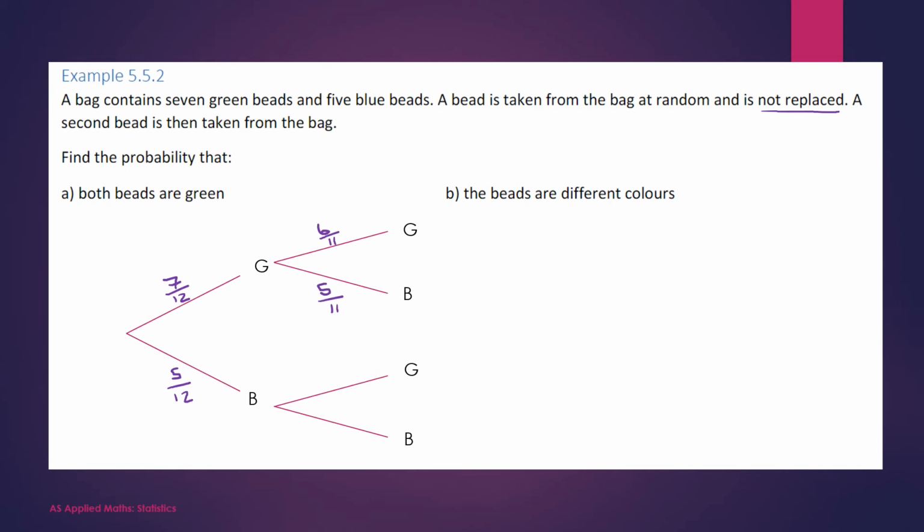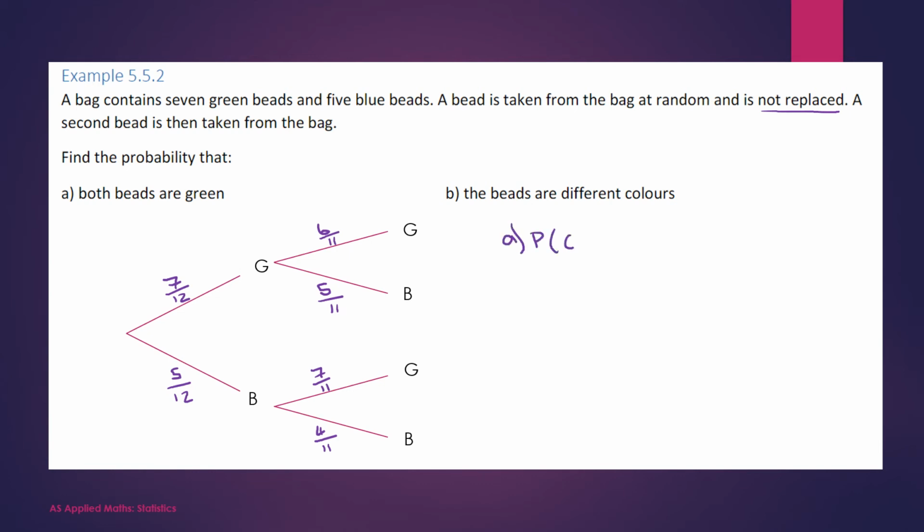If I choose a blue bead the first time, then I have 7 green beads still left out of 11 because I've used one of the beads, and now blue has gone down to 4 out of 11, and 7 and 4 makes 11. Therefore, the total of those fractions is 1.